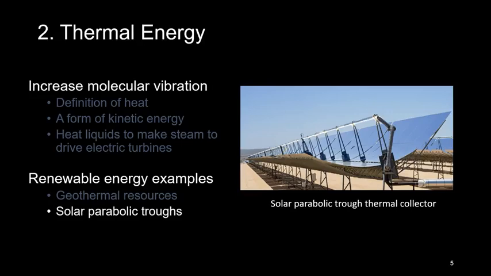and solar parabolic troughs such as the one shown to the right. Parabolic mirrors reflect concentrated sunlight into the tube at the center, which is filled with oil. The superheated oil is then used to create steam, which in turn drives an electric generator.